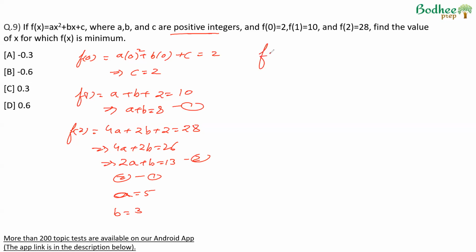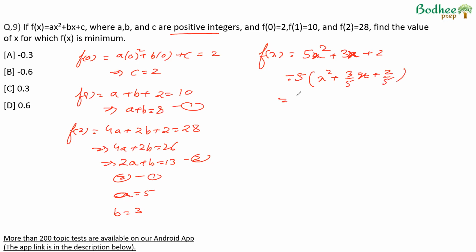So the function fx becomes 5x square plus 3x plus c. We have to find the value of x which is the minimum. So either we can differentiate. So 10x plus 3 is equal to 0, x will be minus 3 by 10. Or I'll complete the square: x square plus 3 by 5 x, plus c which is not c but 2, I'm sorry, plus 2 by 5.